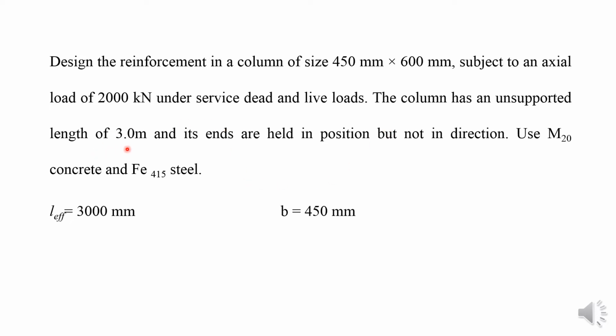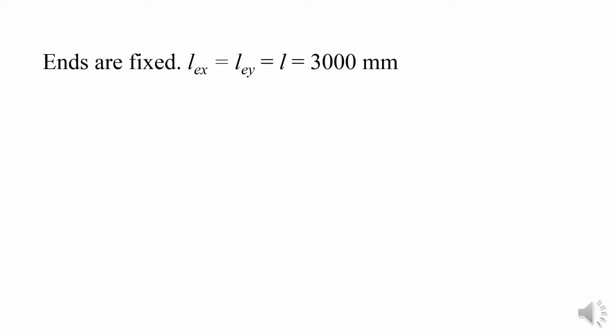The effective length is 3000 mm. The width of the member is 450 and the overall depth is 600 mm. The service load is given as 200 kN. The materials used in this column are M20 grade concrete and Fe415 steel. In this problem, we have to check whether this column is a short column or a long column.